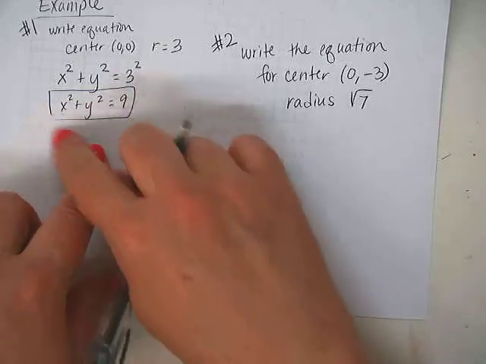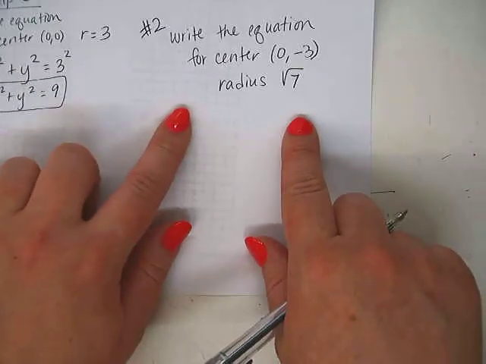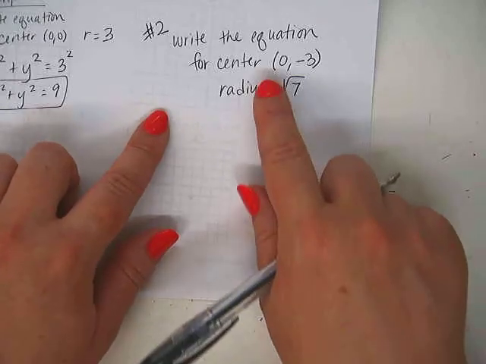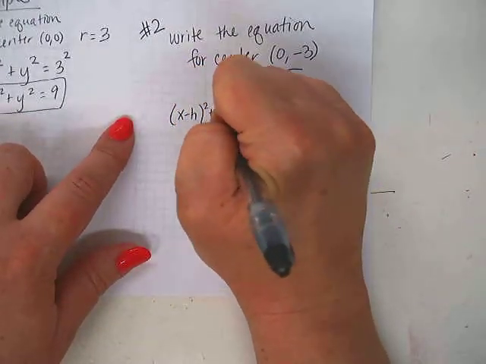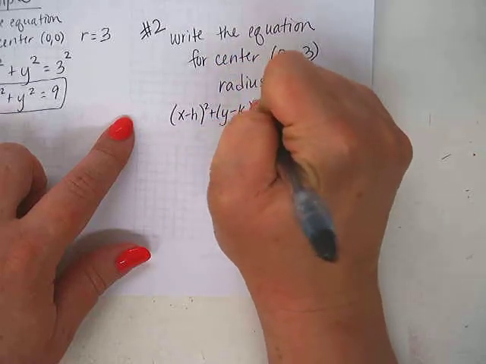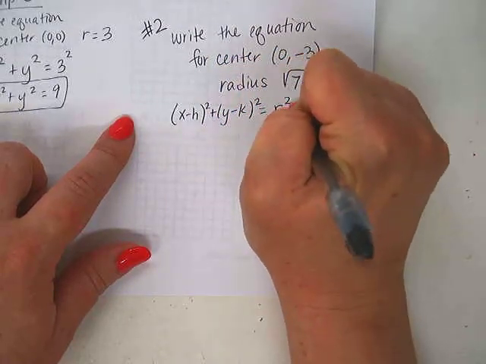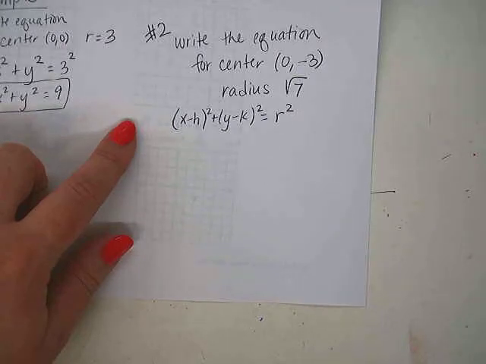We just wrote x squared, y squared, and then all we had to do was square the 3. Remember that problem earlier? Writing an equation. That's what we're doing again. We just have a harder problem. Okay, so here's the formula. (x − h)² + (y − k)² = r².